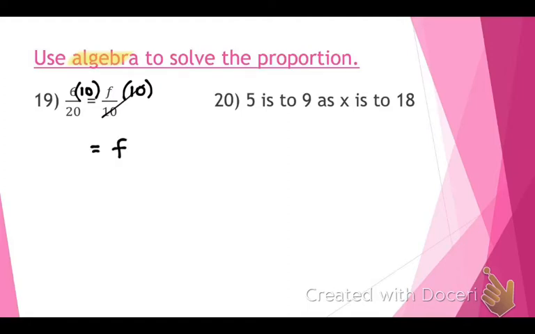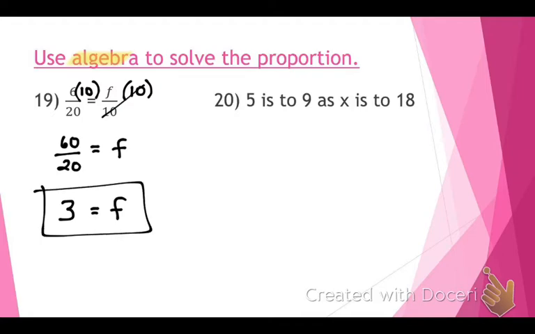Now let's just work out what we've got. What is 6 times 10? 60. 60 over, what do I still have to have? Don't forget to bring that part down, okay? Over 20. Reduce that. What is 60 over 20? 3 equals F. Because you could reduce it, it would be 6 over 2, which is still 3 over 1. And the answer is 3.